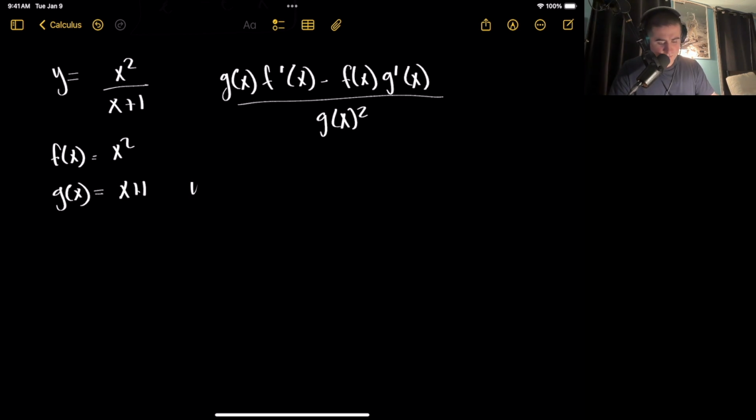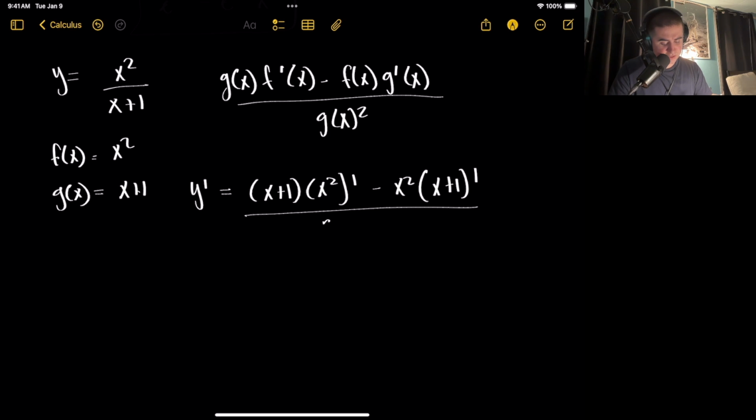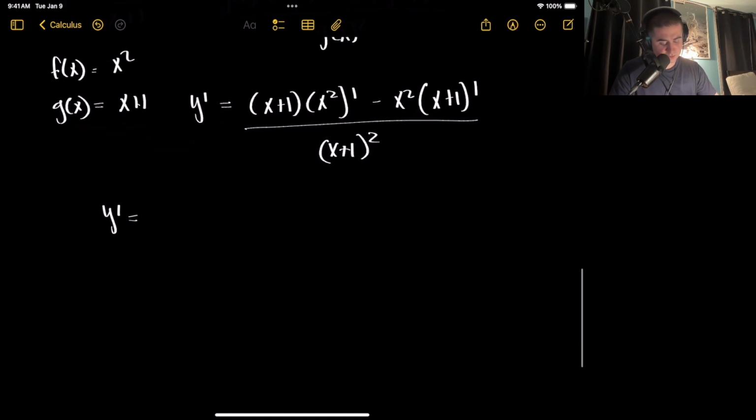Now we have y prime is equal to g of x, which was x plus 1, times f prime of x, which is x squared prime, minus f of x, which is x squared, times g prime of x, where g of x was x plus 1, so we'll take its derivative soon. And g of x squared is x plus 1 squared. So now we can continue. y prime is equal to x plus 1 times the derivative of x squared, which is 2x, minus x squared times the derivative of x plus 1, which is just 1.